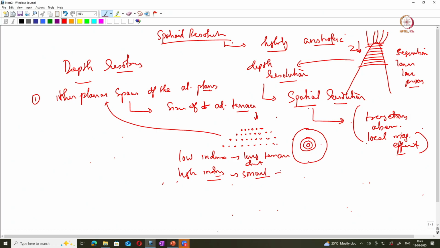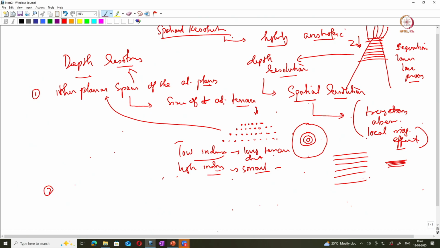So that is the reason why the interplanar spacing will be a factor to determine the depth resolution. For low index planes, as these are large terraces, you can map these planes very easily, as compared to a high index zone where the atomic d-spacing is very small. So your depth resolution directly depends upon the interplanar spacing of the atomic planes.